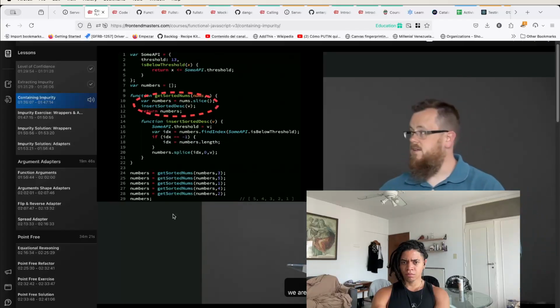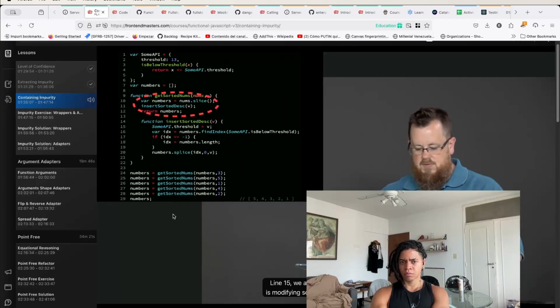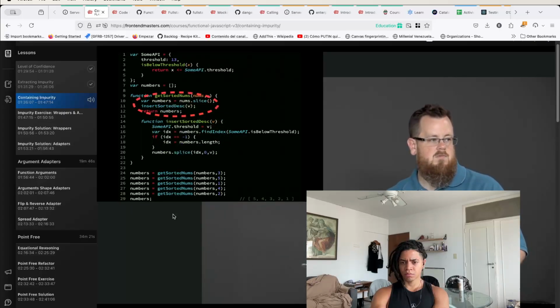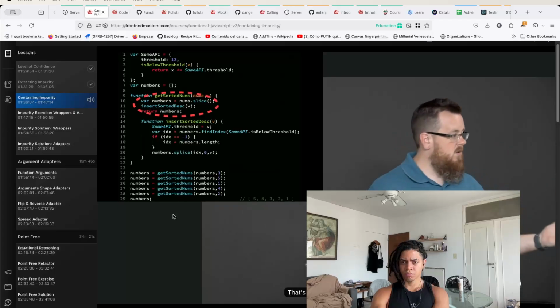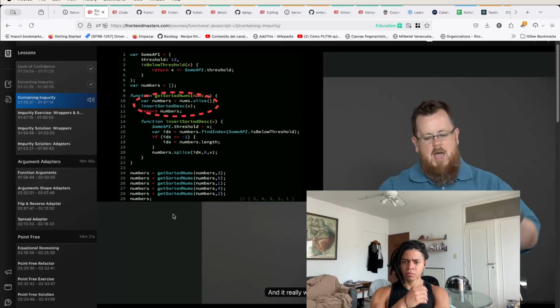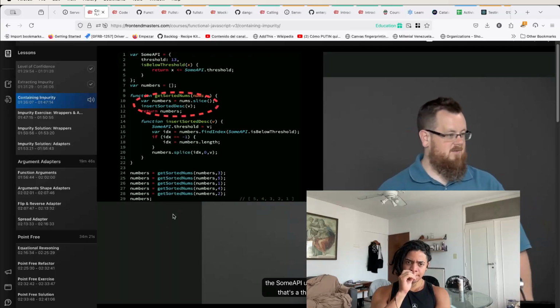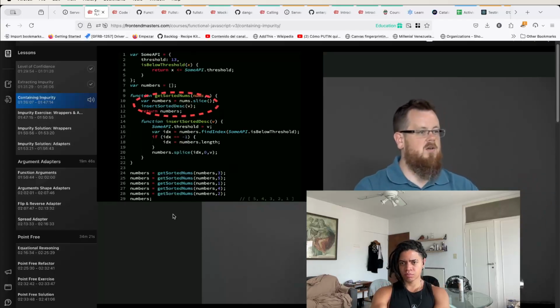Notice line 50, we are setting the variable. Line 15, we are setting threshold, which is modifying something we don't know. We're modifying threshold and calling this function. That's how we decide. And it really wouldn't work for us to wrap the sumAPI or the core function, because that's a third-party related thing. It's probably actually in a separate file. So wrapping it isn't going to work.